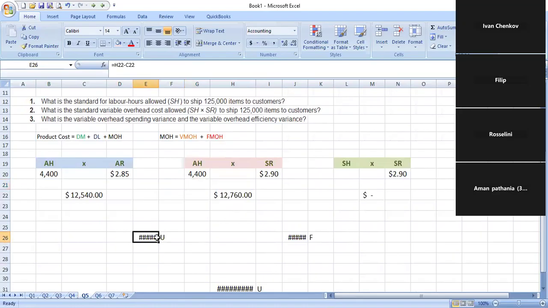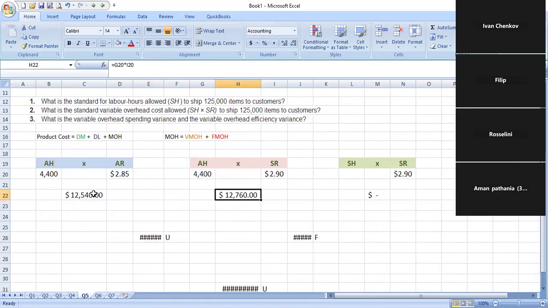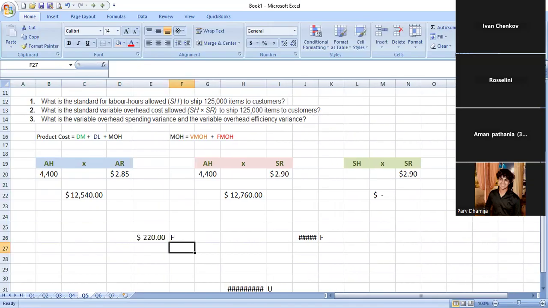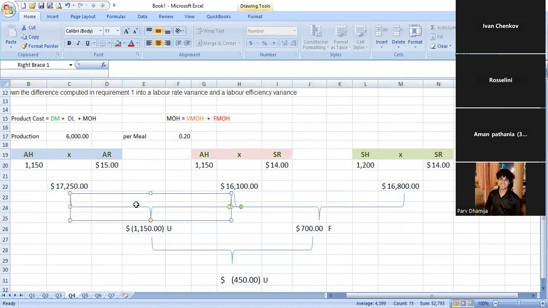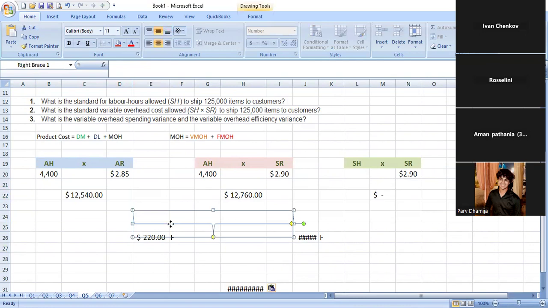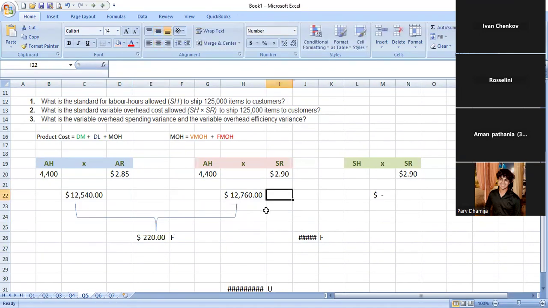Which variance is this, favorable or unfavorable? I'm supposed to spend that much, but I'm spending that much. Is this in my favor? Favorable. So in this case, it's favorable because the cost simply goes down, with $220. Let me grab one of those and paste it here. That's my first variance.